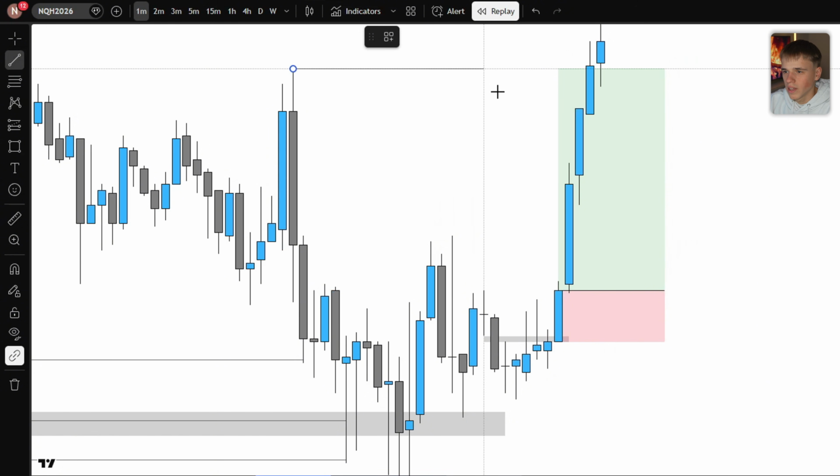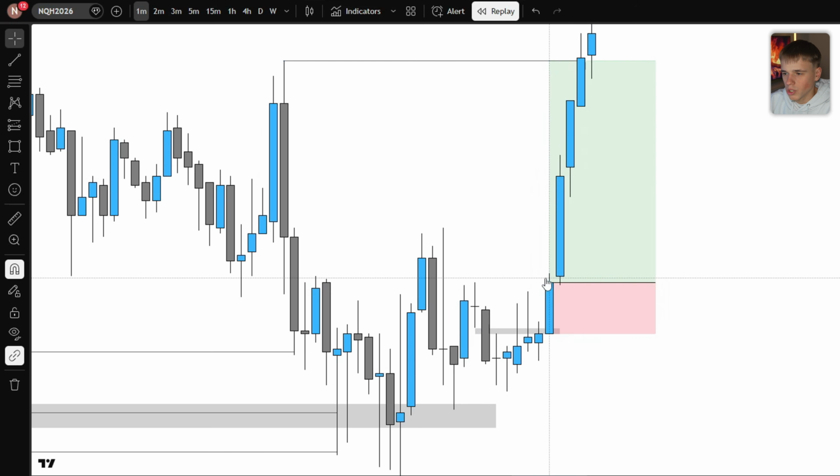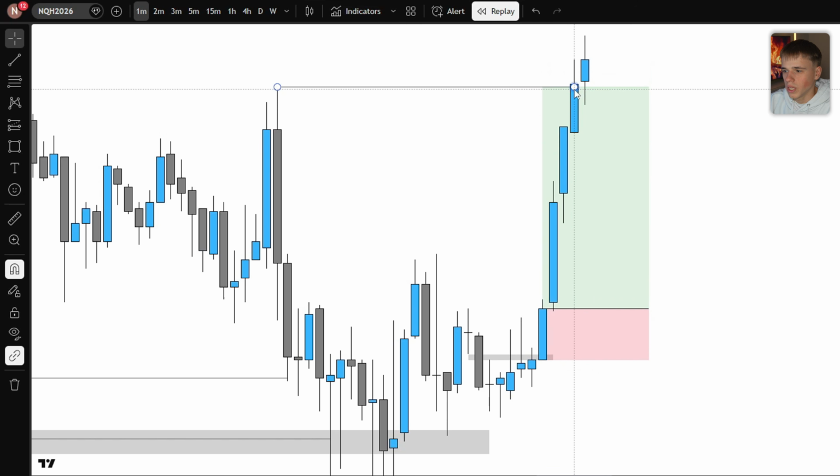So what we did is we reacted from the fair value gap and liquidity, and then after the inversion of the fair value gap, we targeted liquidity. A 4.3 risk to reward is actually incredible, because imagine if you have a $100,000 funded account, this trade would result in you making $4.3 thousand. So imagine getting these trades daily or weekly, that would just be abnormal.